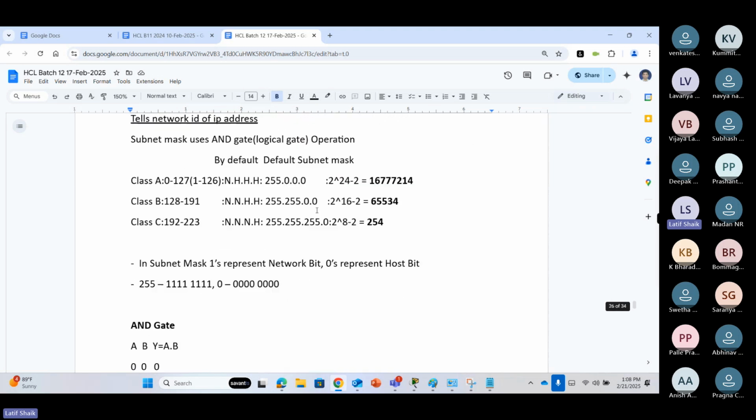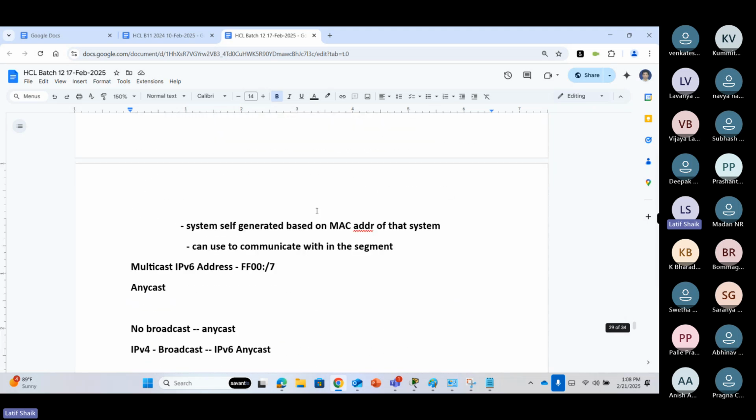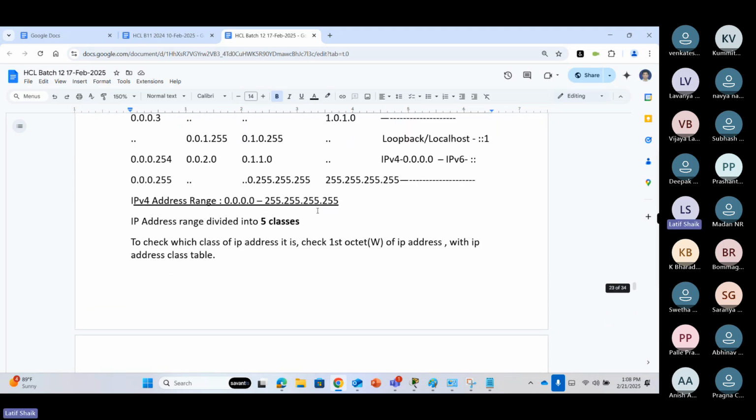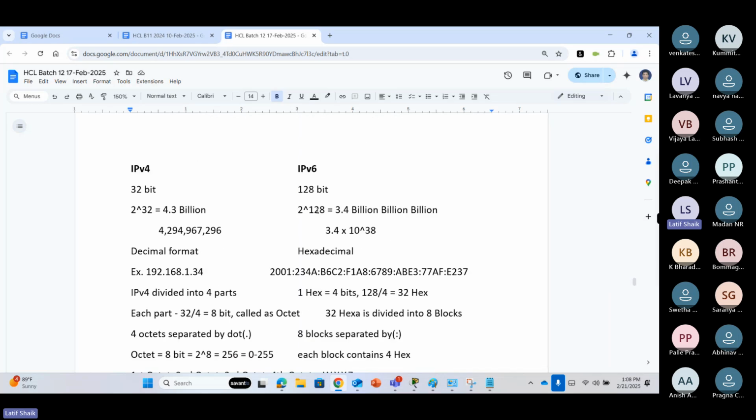The difference between IPv4 and IPv6: IPv4 is 32-bit, IPv6 is 128-bit. IPv4 is represented in decimal format, IPv6 in hexadecimal format. IPv4 has 4.3 billion IP addresses, IPv6 has 3.4 times 10 to the power of 38, which we can say is billions of IP addresses. IPv4 is divided into four parts separated by dots. Each part we call an octet. So we get four octets in IPv4.